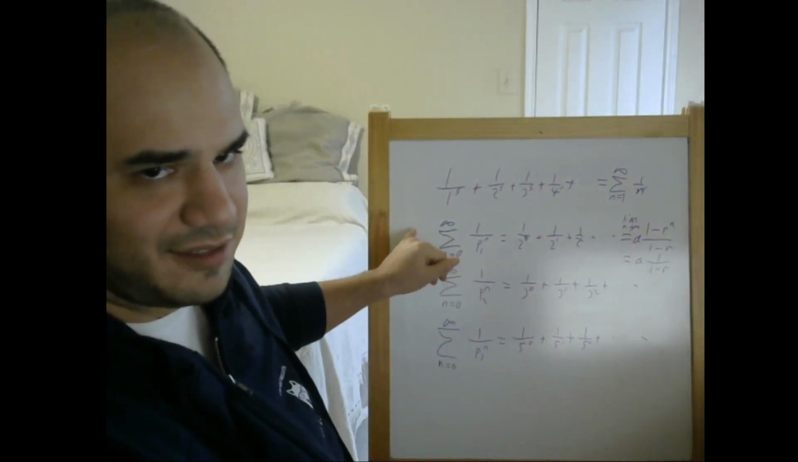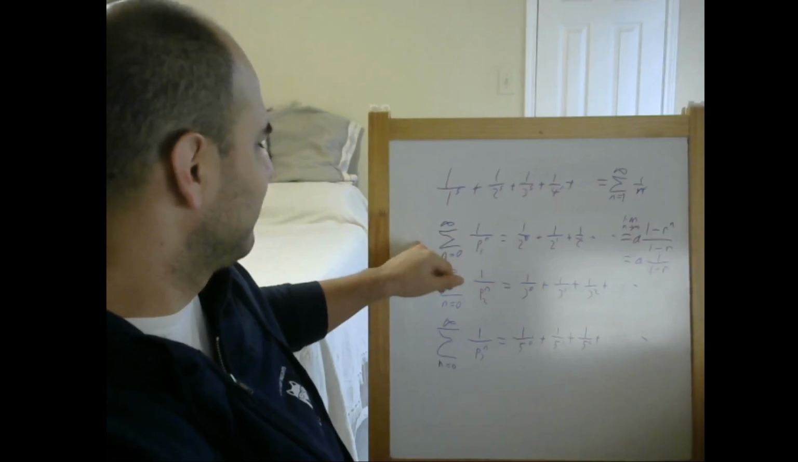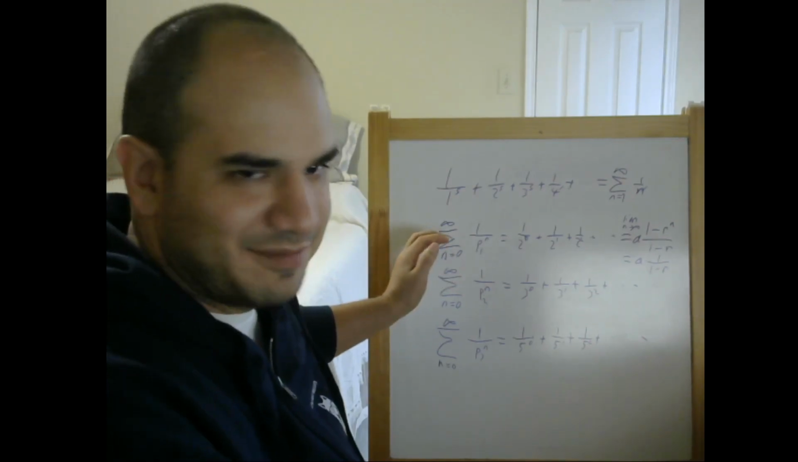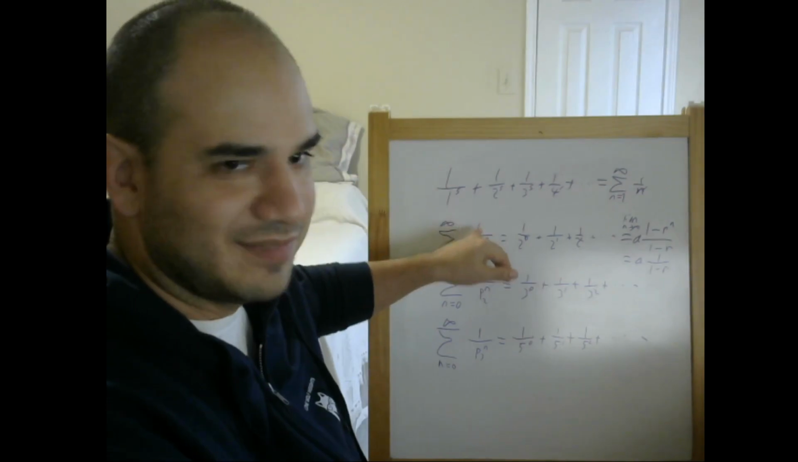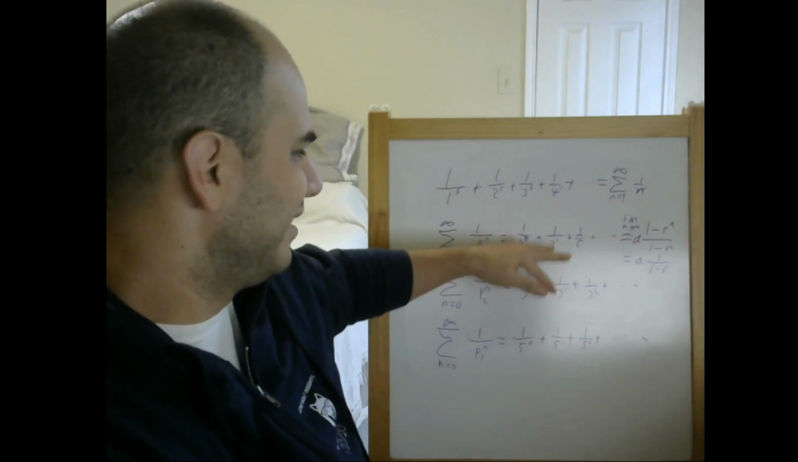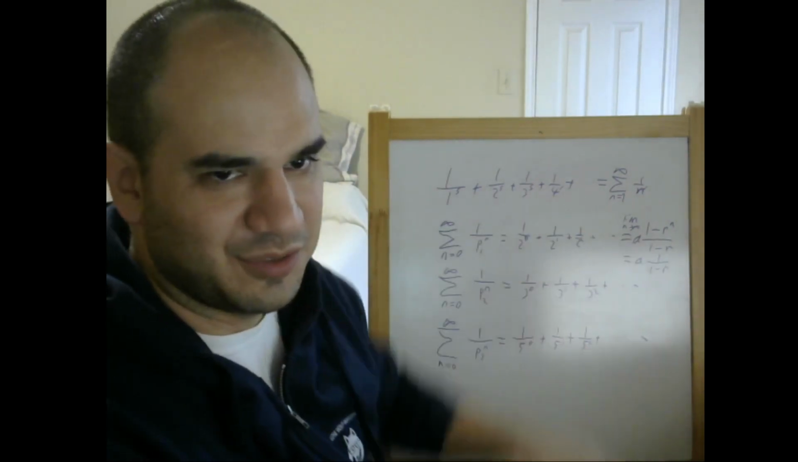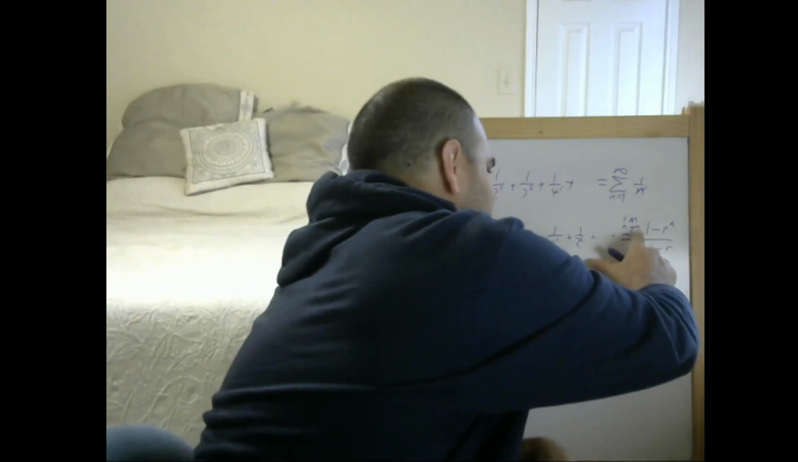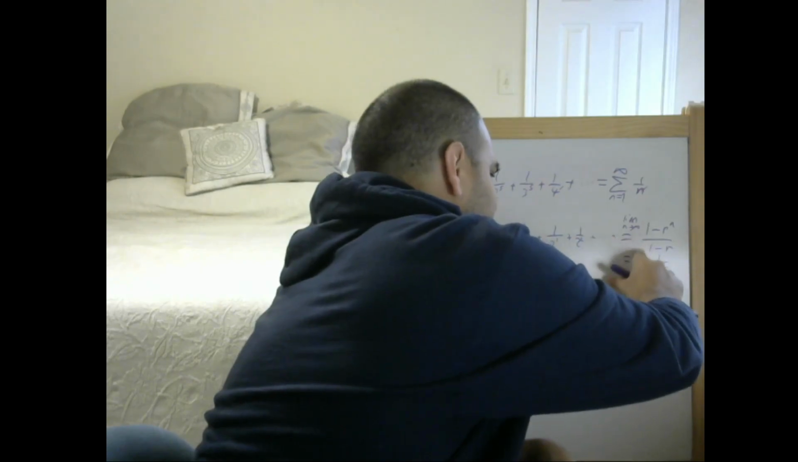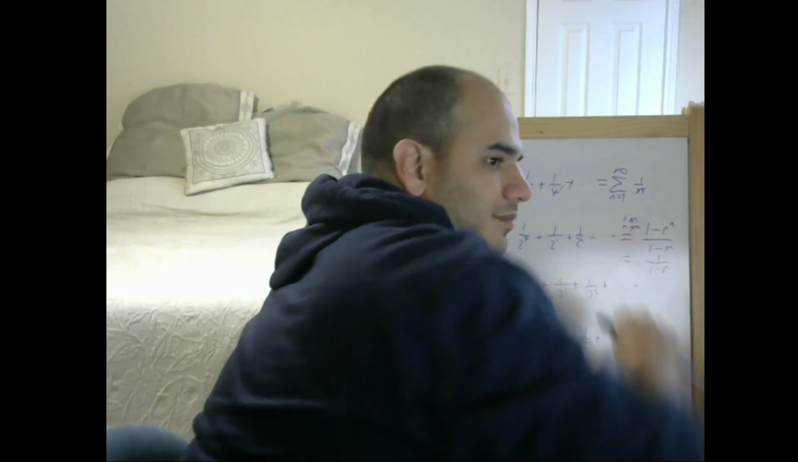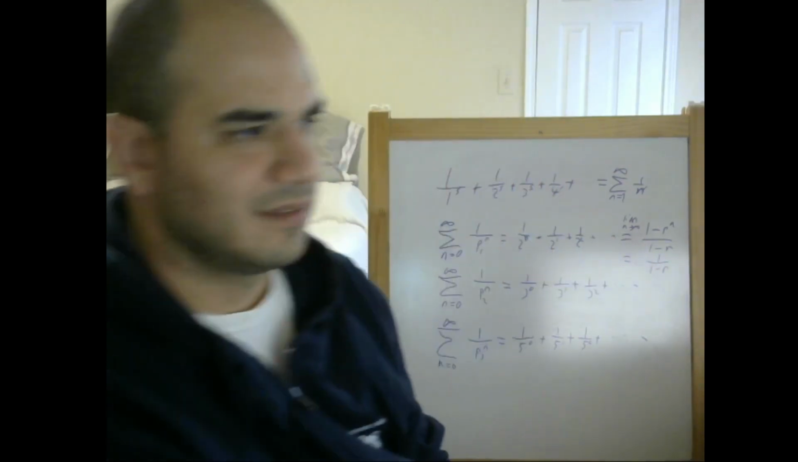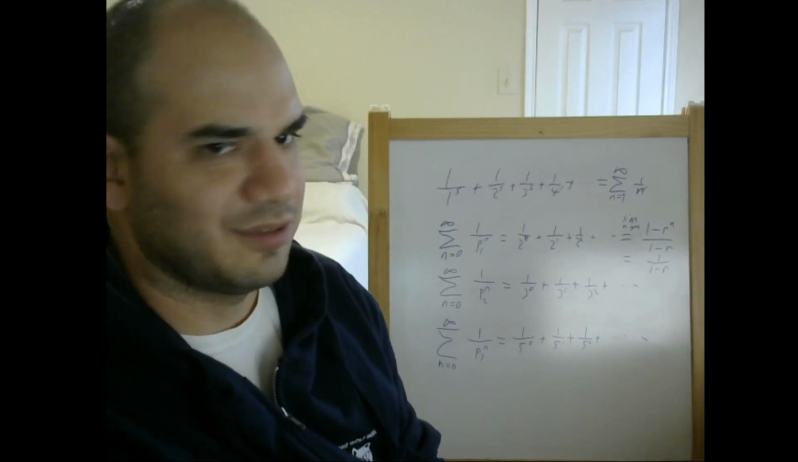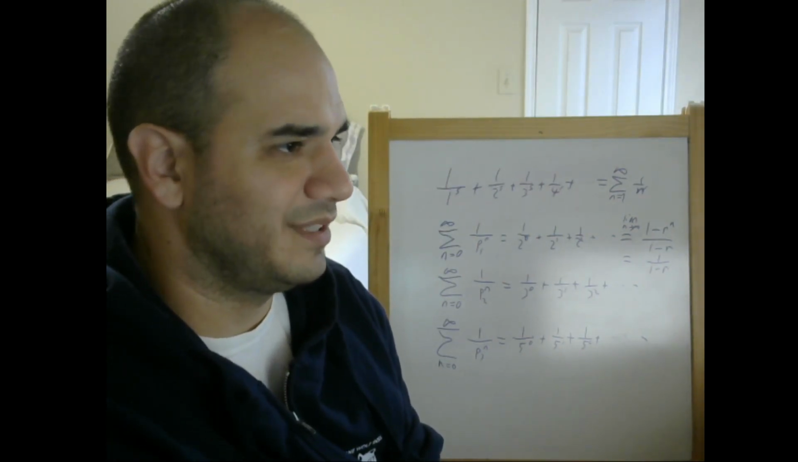And then there is no a sitting out front. It's just 1. So a was the value that each of these ratios was multiplied by. So a is equal to 1. So that simplifies a little bit.